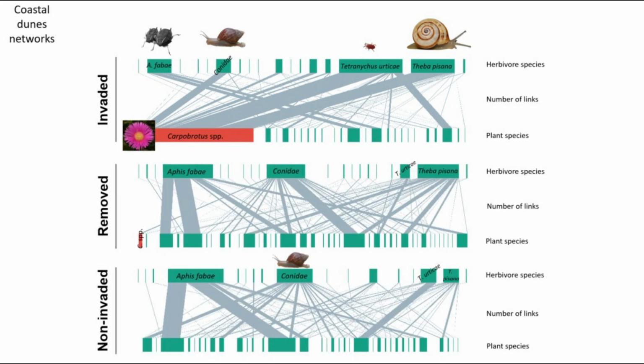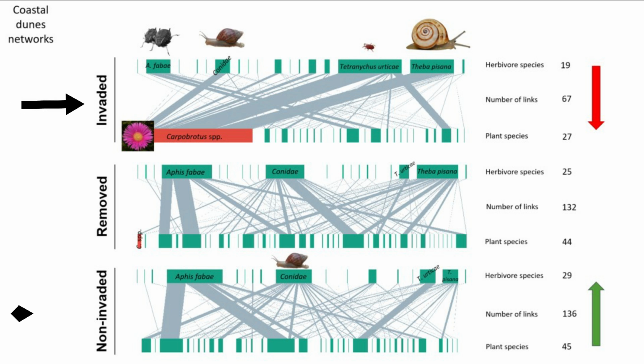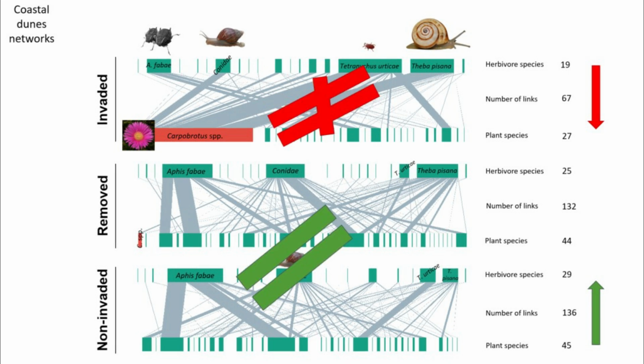For example, in the invaded plot, we can see many interactions between herbivores and Carpobrotus, or in the non-invaded plot, we can see that there are many interactions between herbivores of the family Conidae and different plant species. Now we will see this in numbers. As you can see, the number of species and interactions is lower in the invaded plot compared to the non-invaded plot. The removed plot presents intermediate values, but is statistically equal to those of the non-invaded plot.